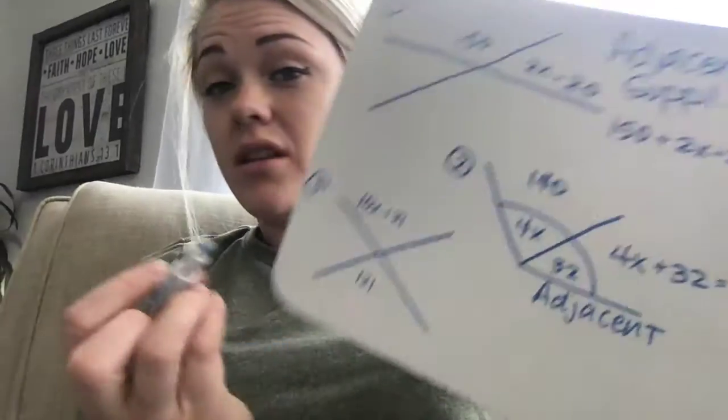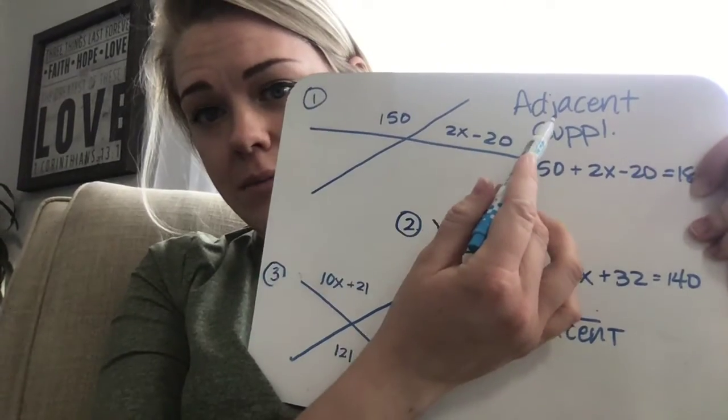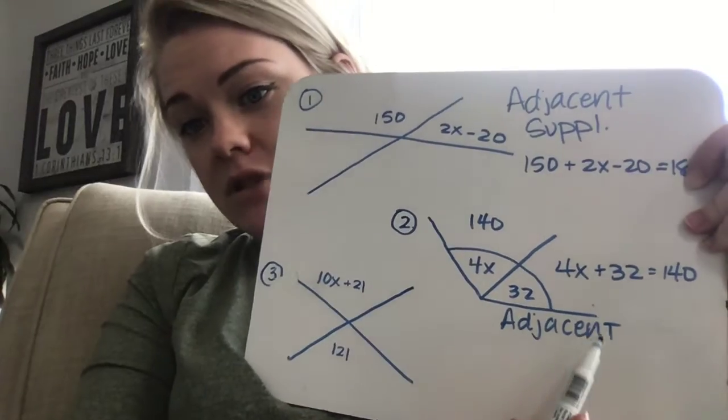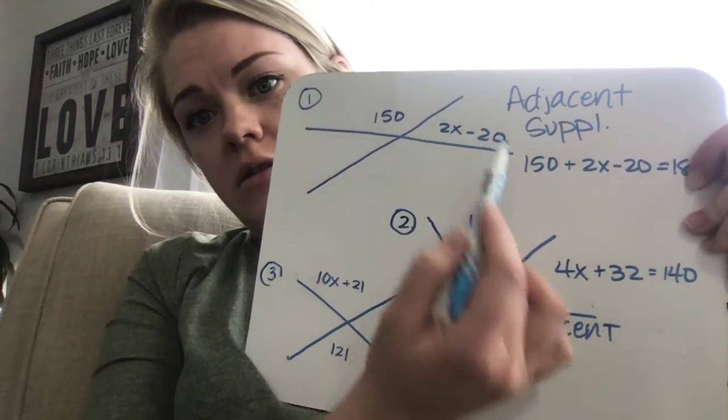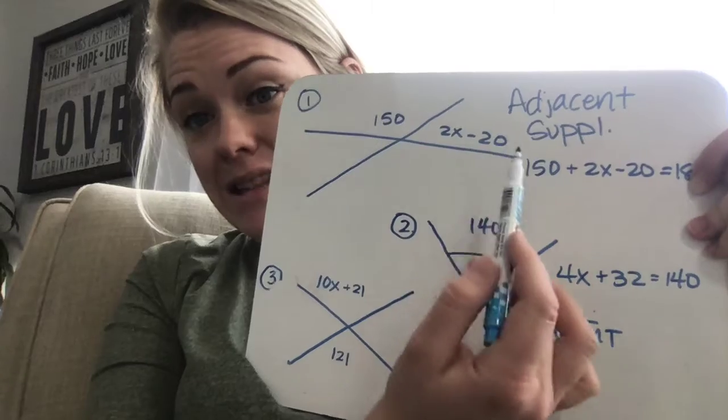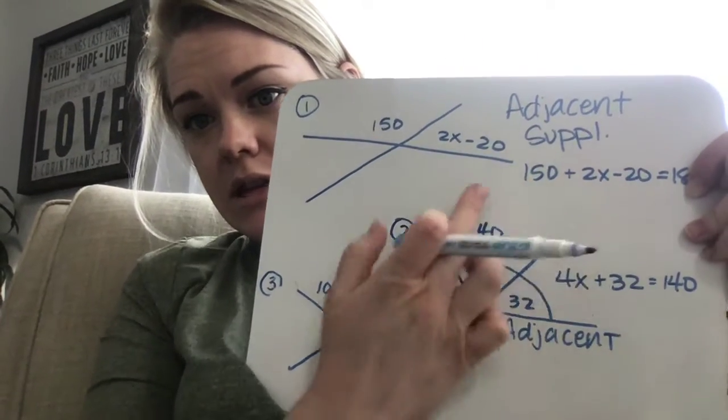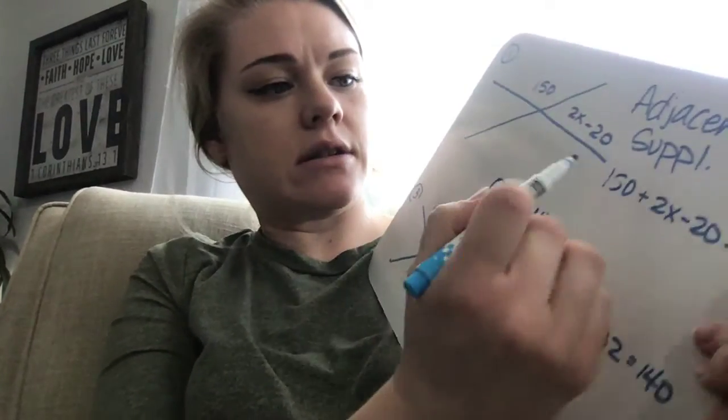Now you can draw lines to multiple things. So we use adjacent up here because they're right next to each other, and we use adjacent down here. Just as long as it goes this to adjacent and supplementary, and those both go to this answer right here, that's okay. So it's 150.